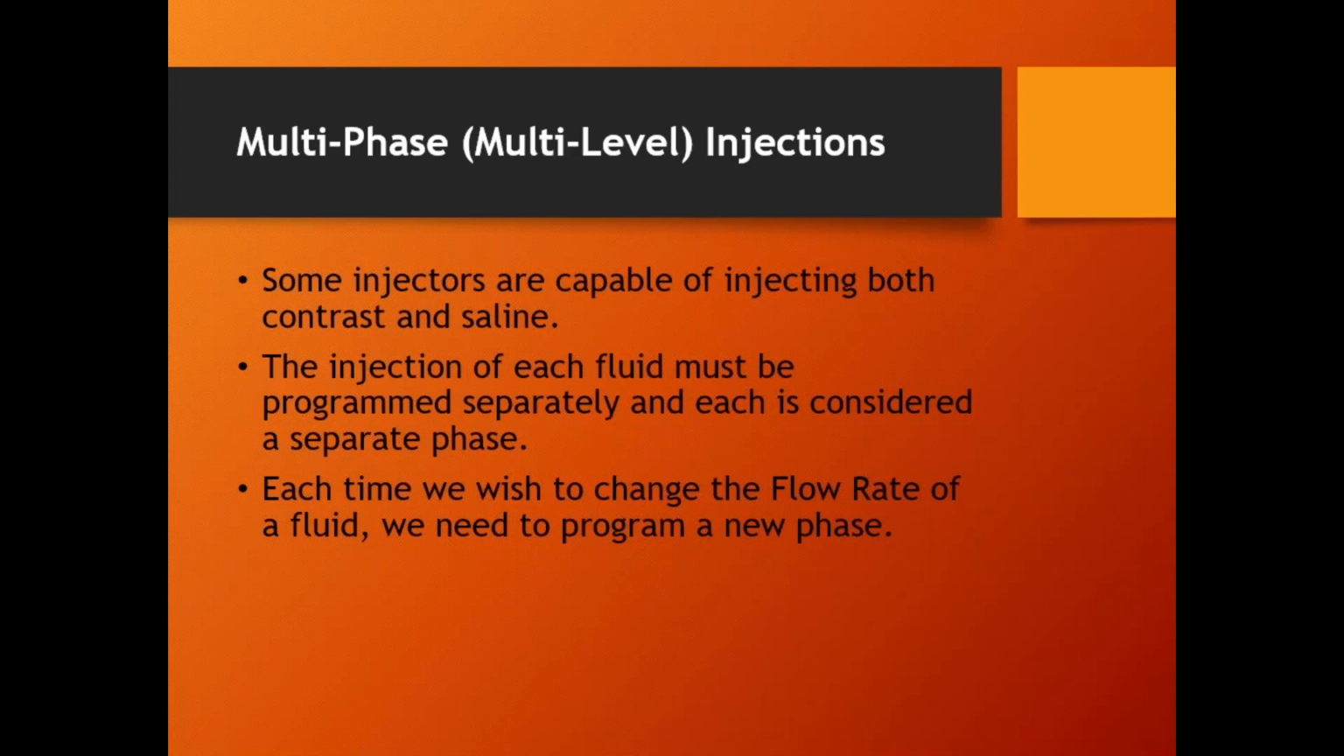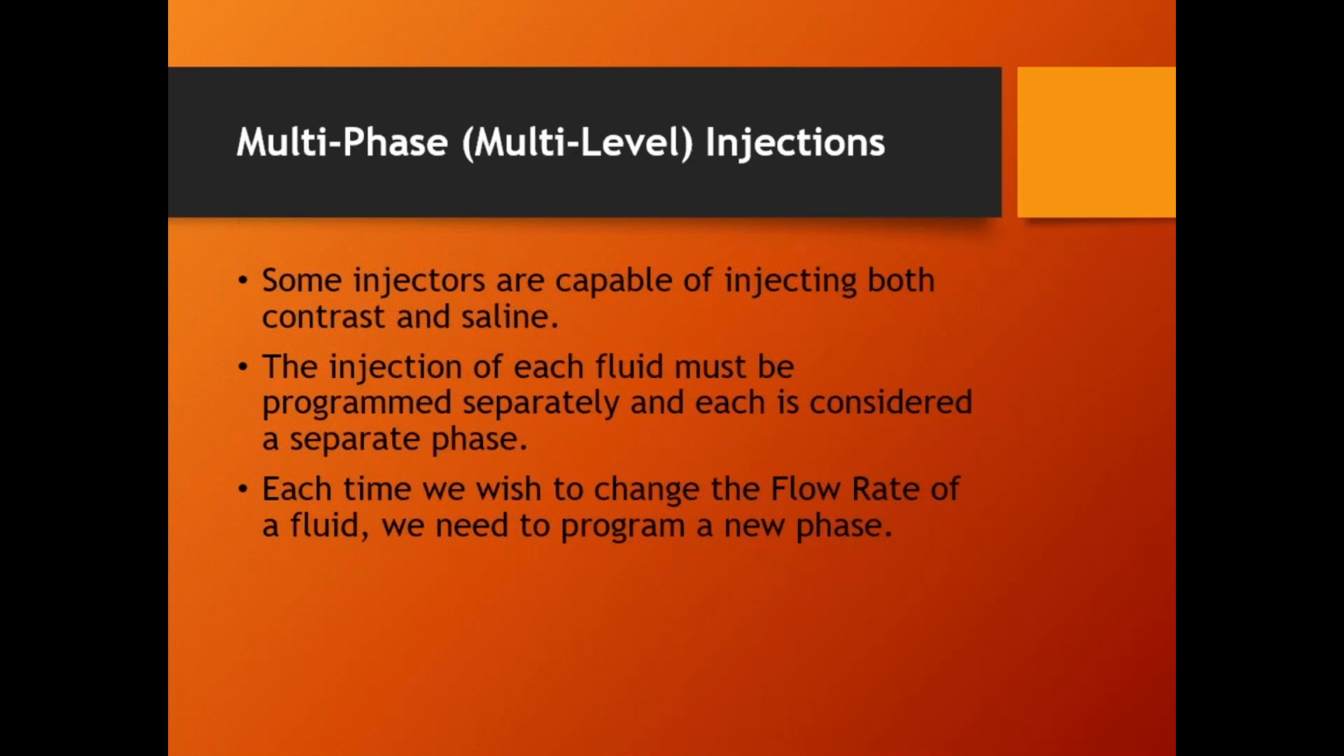Then I'm going to shoot the shot. My contrast syringe is moving forward at a rate of 5 milliliters per second. It's going to shoot 20 milliliters, and then the shot's over. All right, 4-second shot. That was a single phase injection. Now, let's say I want to shoot saline with it.